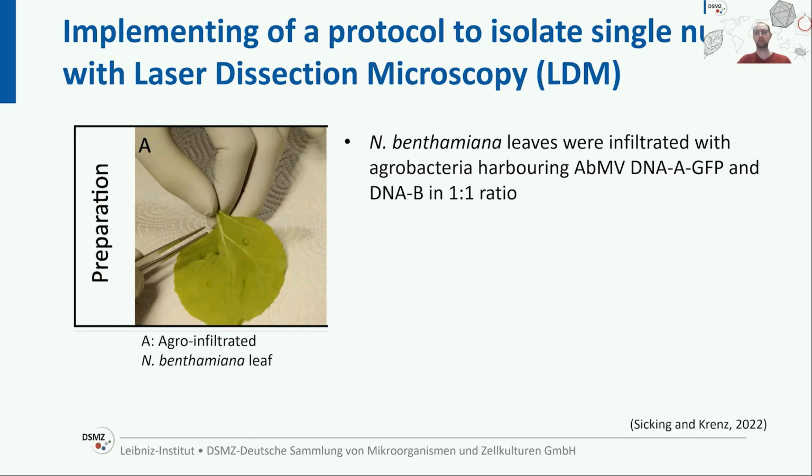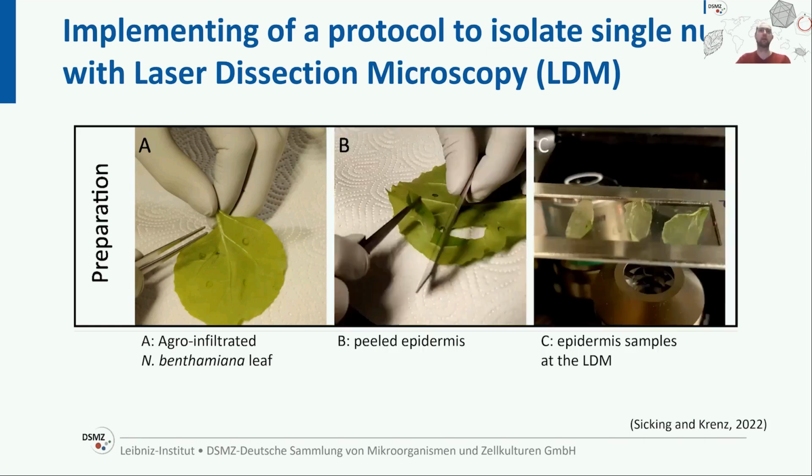Here, for example, we infiltrate Nicotiana benthamiana leaves with agrobacteria, which are harboring a GFP-marked ABMV clone, as Björn recently mentioned. And this leads to a GFP expression of the infected cells. We then can peel off the epidermis, as you can see in panel B, place it on the special slides for the laser dissection microscope, and then we can cut it with the CellCut system and collect the material of interest in the sample tubes with these sticky lids.